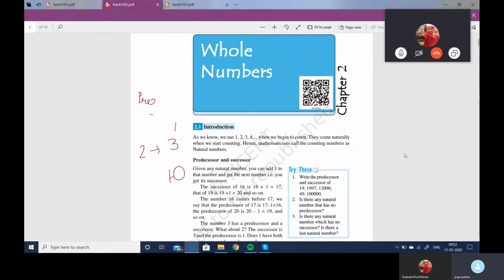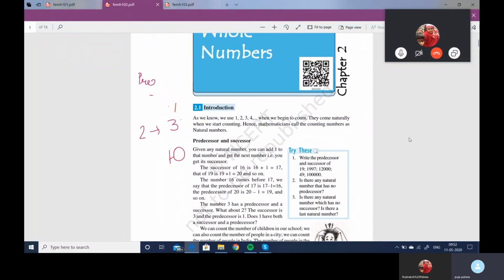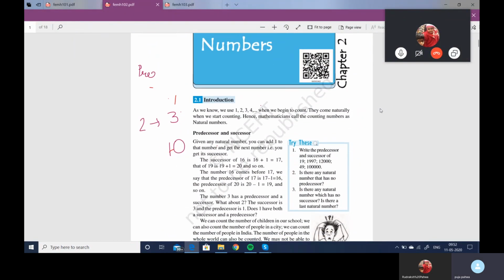Students, today we are going to do chapter number 2, whole numbers. So first we must know what is predecessor and what is successor. The number which comes after a number is your successor, and the number which comes before your number is your predecessor.